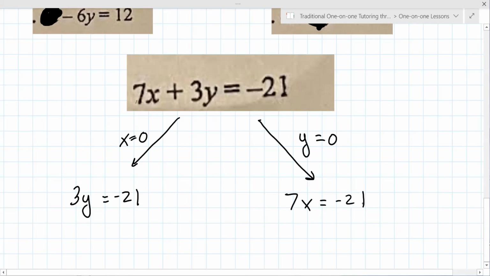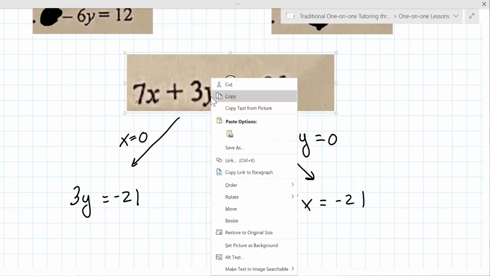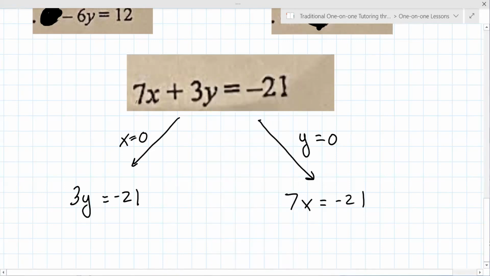Okay. So the term you want is to always cover the one that has the y? Well, you do one and then the other. So look at the one on the left. If x is 0, what is 7 times 0? 7 times 0 is 0. So it's like 0 plus 3y. The 0 doesn't contribute, so that's why it just becomes 3y. Oh, okay. And then if y is 0 on the right here, 3 times 0 is 0. So it becomes just 7x equals minus 21.